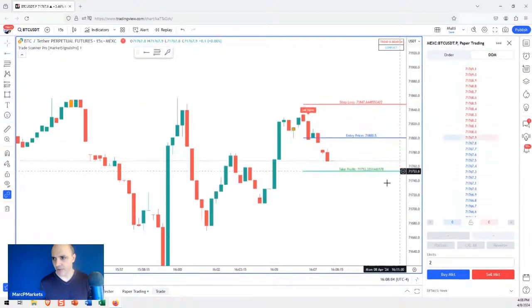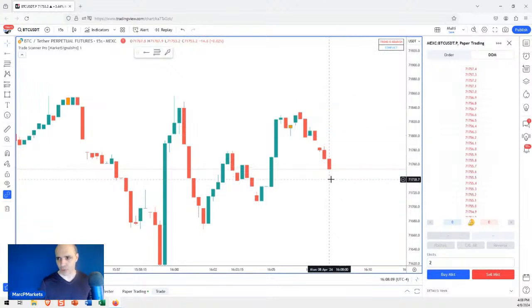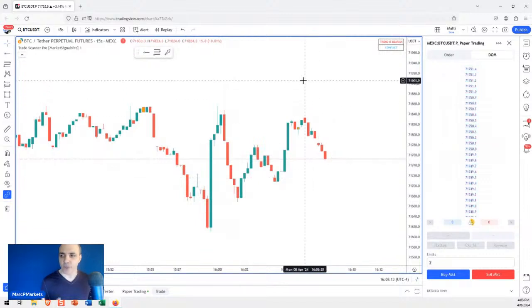Here's a trade. I missed this one. It's going to go right to the take profit. I'll just let it go. This is a 15-second chart. You see that? Maybe we'll catch another one of these. I'll just leave this on.